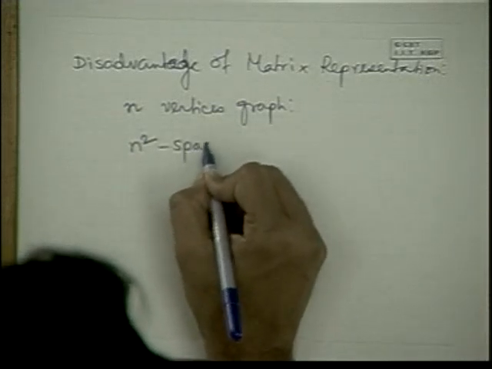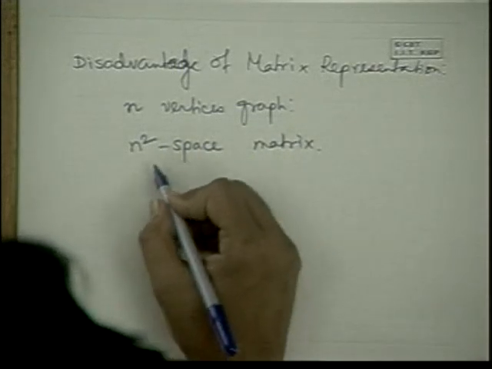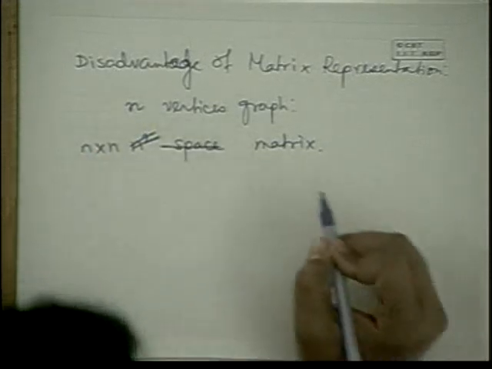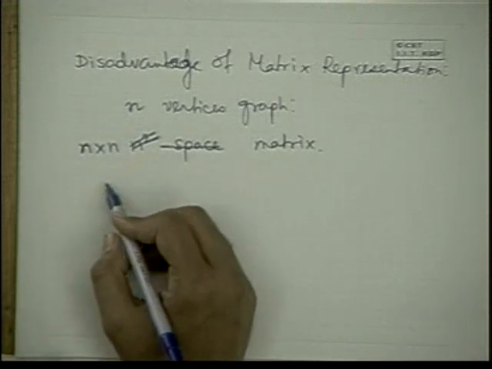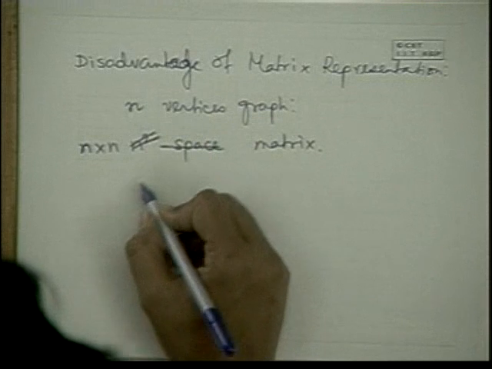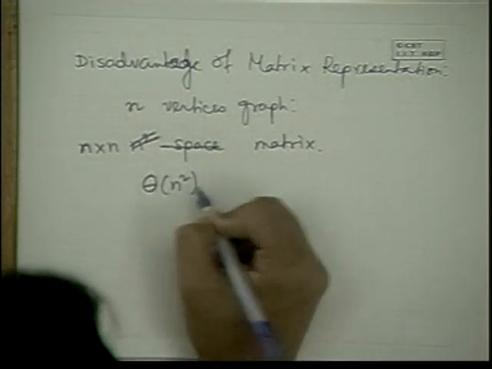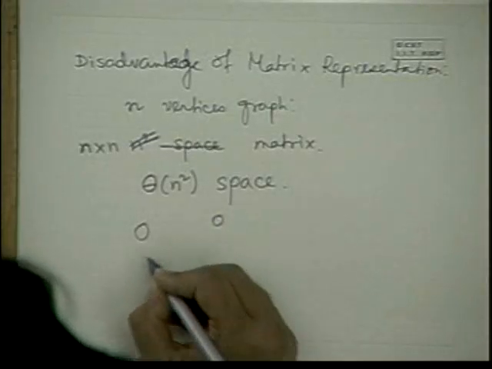Because you will need basically an n cross n matrix, and that will require how much space totally? Definitely omega of n square. So this matrix representation always takes theta n square space, no matter how the graph is. Suppose I have a graph which is very sparse, say I have this graph.